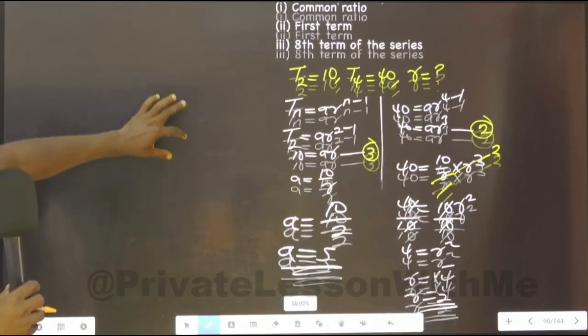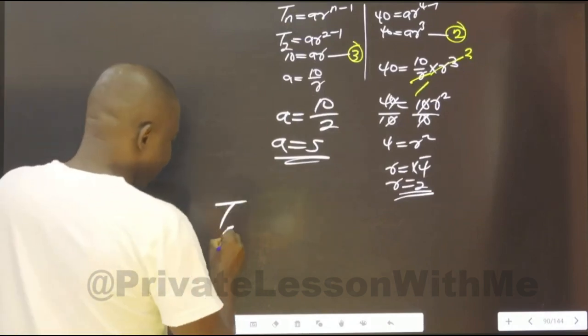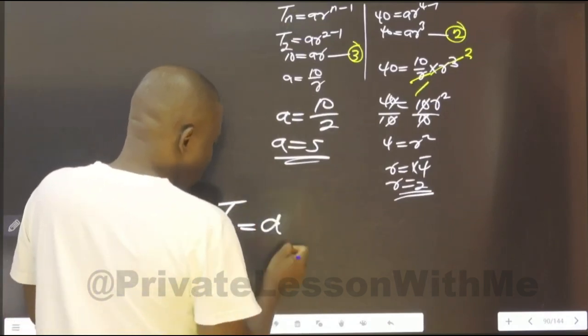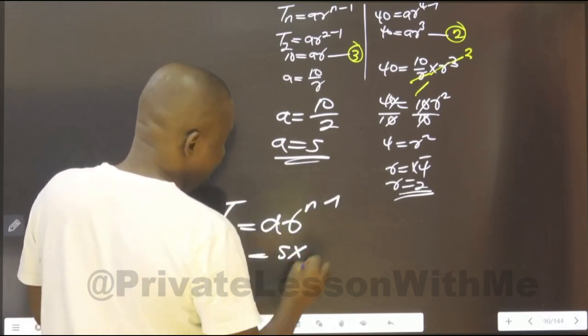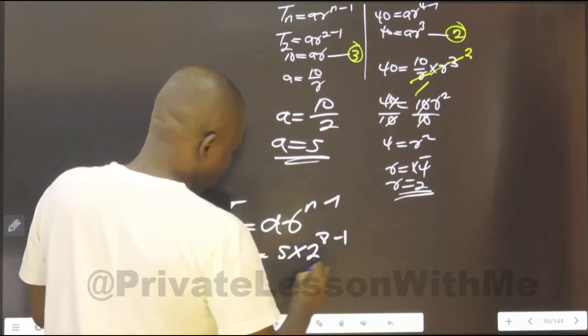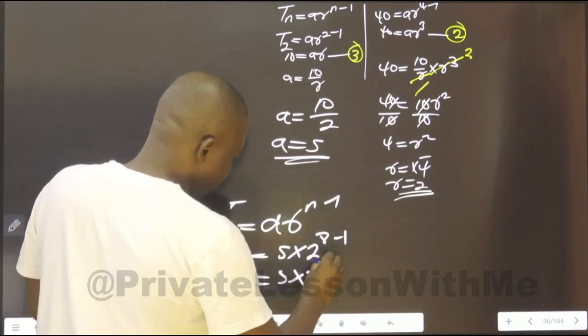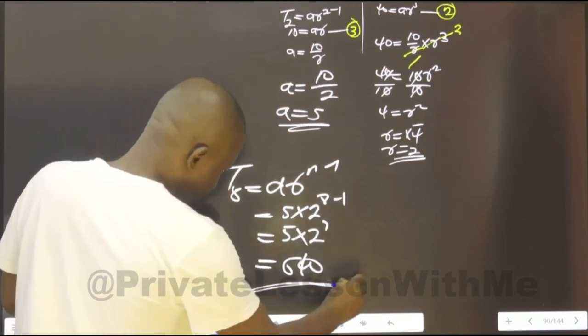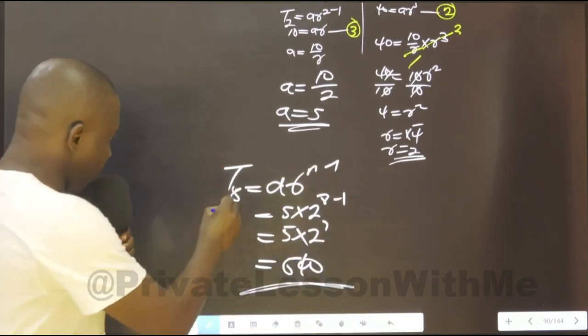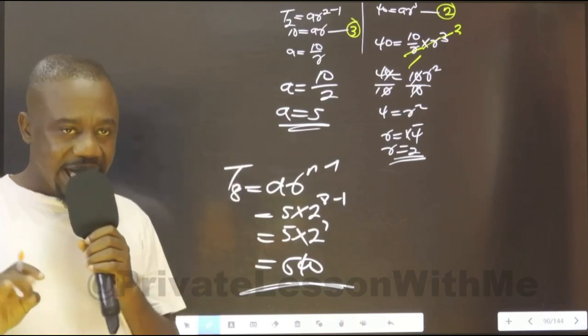Then we find the 8th term. The 8th term is ar^(n-1), which is a, 5, multiplied by r, which is 2, 8 minus 1, which is 5 multiplied by 2 raised to power 7. If you solve this out now, I'm going to have 640. So this is the final answer for what? For the 8th term. Okay?